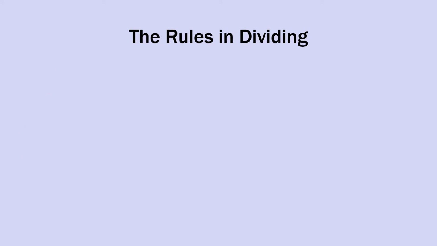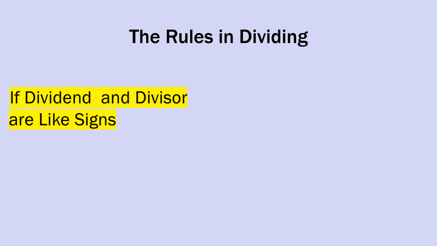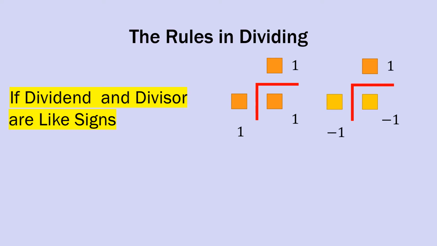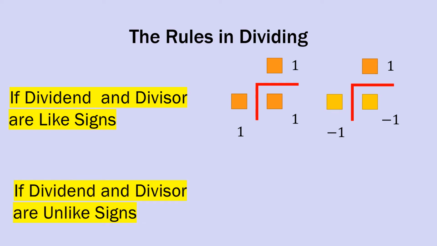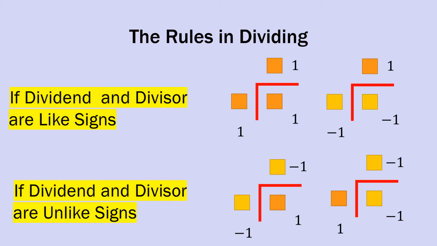Let's have now the rules in dividing. First one, if dividend and divisor are like signs, the answer will be positive. For example, the dividend is 1 divided by 1, the answer is 1, which is positive. Another one: -1 divided by -1, the answer is 1. So, like signs, positive. Now, if dividend and divisor are unlike signs, 1 divided by -1, the answer is -1. Another, -1 divided by 1, the answer is -1.